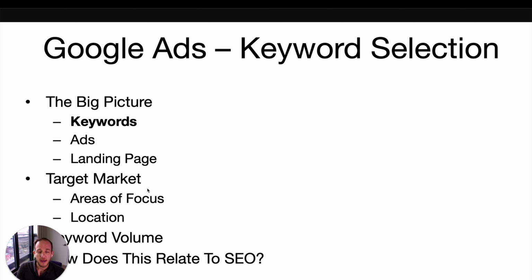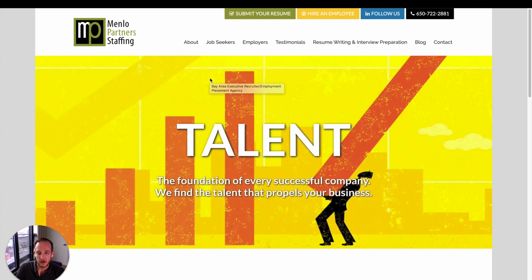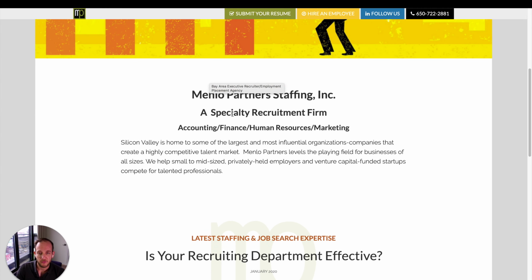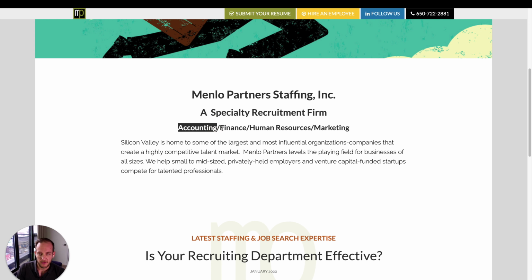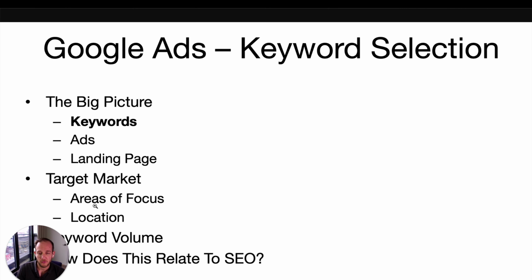That is, what areas do you focus on as a recruiter, and where do you operate, or where would you like to operate? We're going to use an example of Menlo Partner Staffing. If we scroll down, they're a specialty recruitment firm, and they have the following areas of focus: accounting, finance, human resources, and marketing. Okay, so we've settled this point. Those are going to be our areas of focus because that's what our business does.